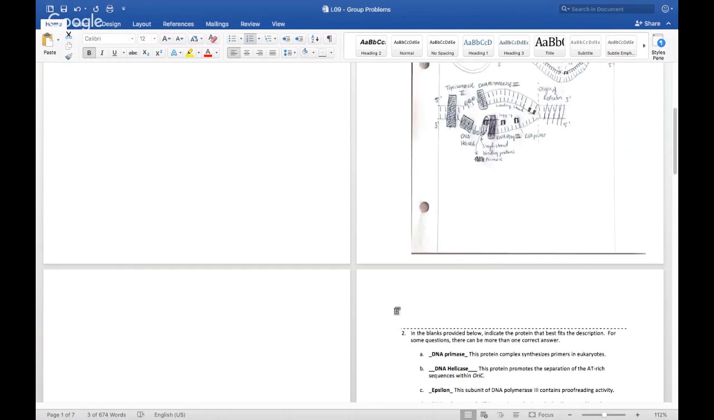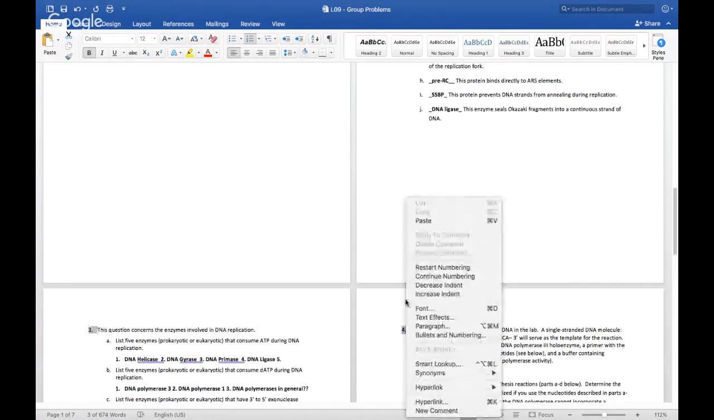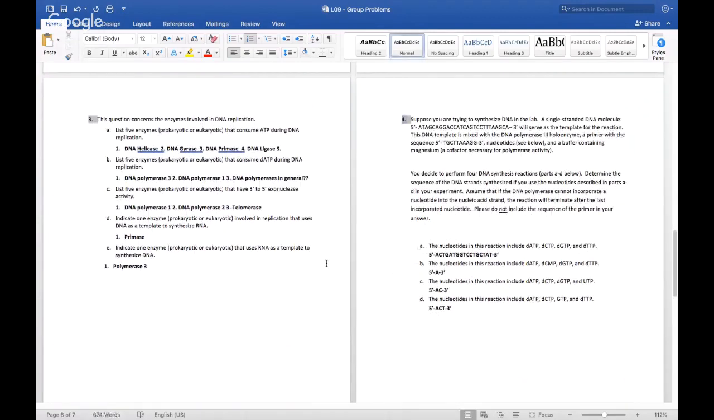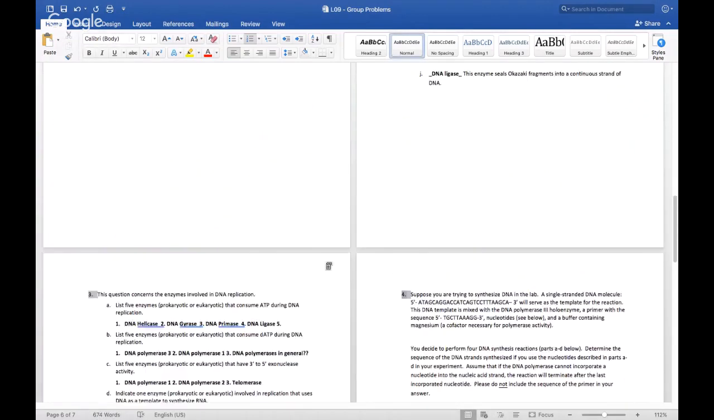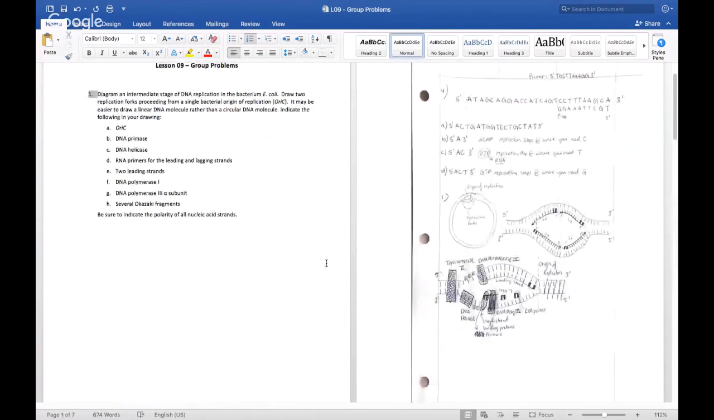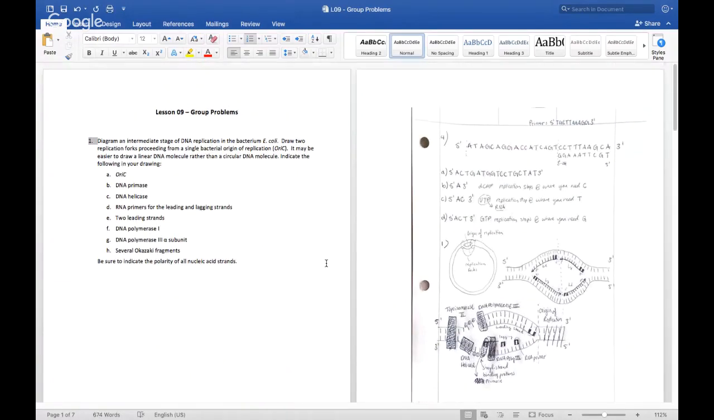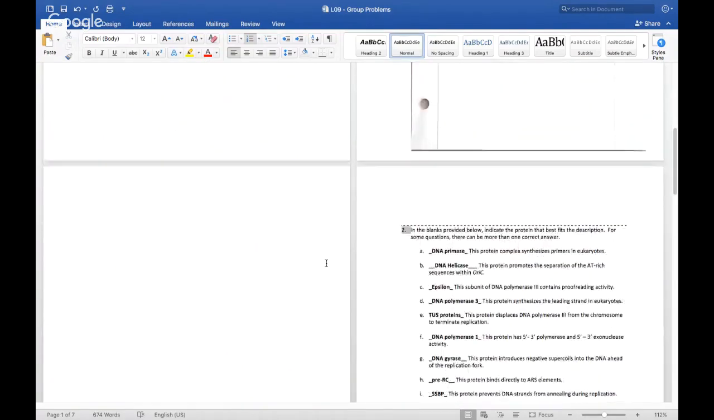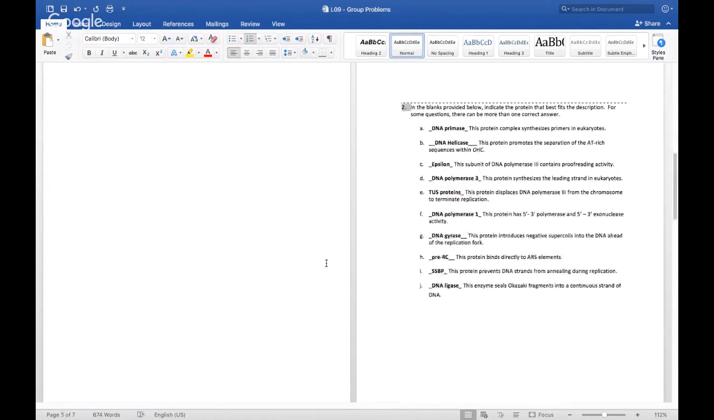I think the DNA polymerase III alpha subunit just comes off and helps bind the different ones. And so, yeah, those are the different ones that are indicated in the drawing. Okay, going to number 2.